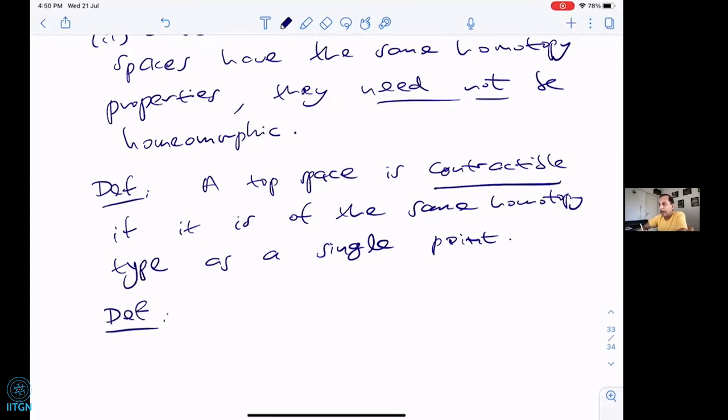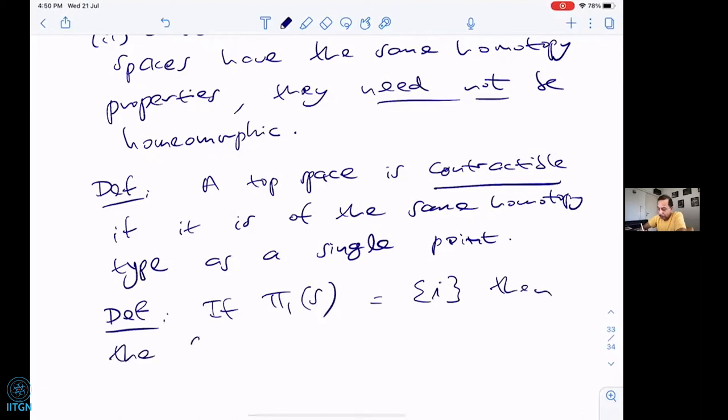And another definition: if pi 1 of S, the first homotopy group, I think I said it already, let me repeat it, is just the identity, after all, pi 1 is a group, the simplest group is just the identity and nothing else, then the space is called simply connected.